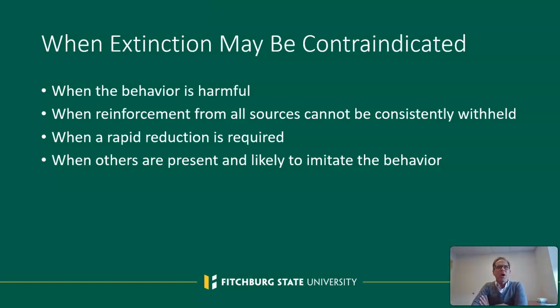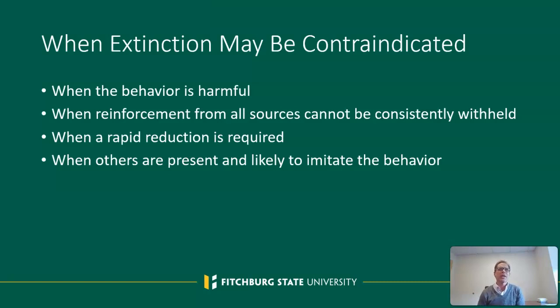It's also important to note that there are some cases where extinction may be contraindicated. This is a somewhat restrictive procedure, and there are times when it would not be warranted to use an extinction procedure. So first of all, when the behavior is harmful, either to the person engaging in the behavior or to others, it may not be appropriate to use extinction. Because if someone's likely to experience an extinction burst, an increase in frequency or intensity of the behavior, it can be really problematic to use an extinction procedure with a harmful behavior if the possibility exists that it might happen more or more intensely, even in the short term.